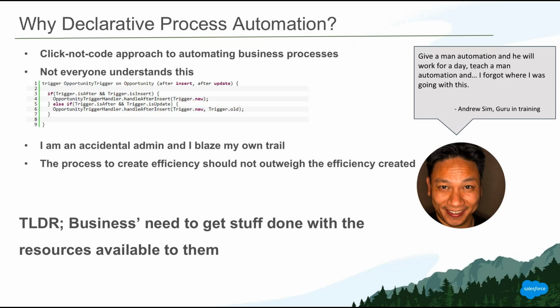So the TLDR in here: businesses need to get stuff done with the resources that are available to them, and sometimes that's a declarative admin. Just one small thing to add. It probably fits better in the previous slide, but one of the reasons to use process automation in general, all these things that Mark talked about, that Adam talked about, was all great.